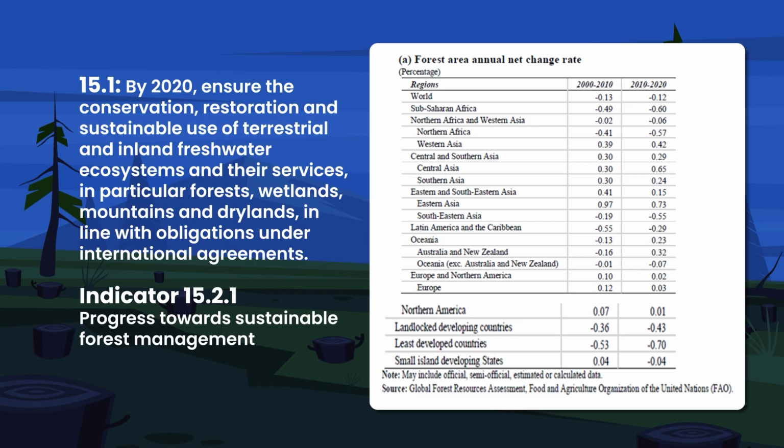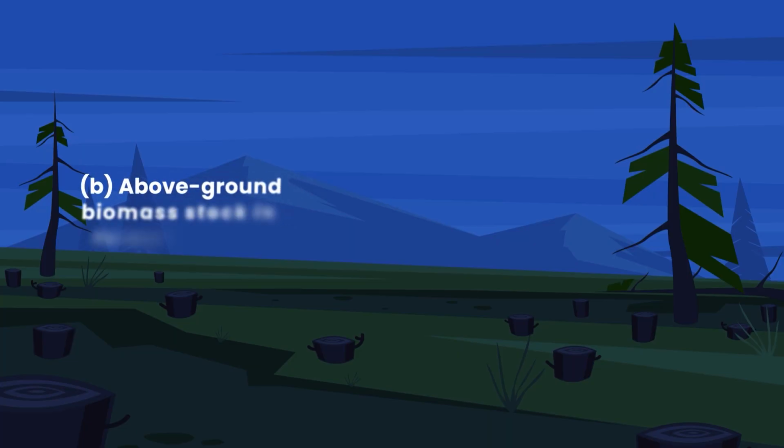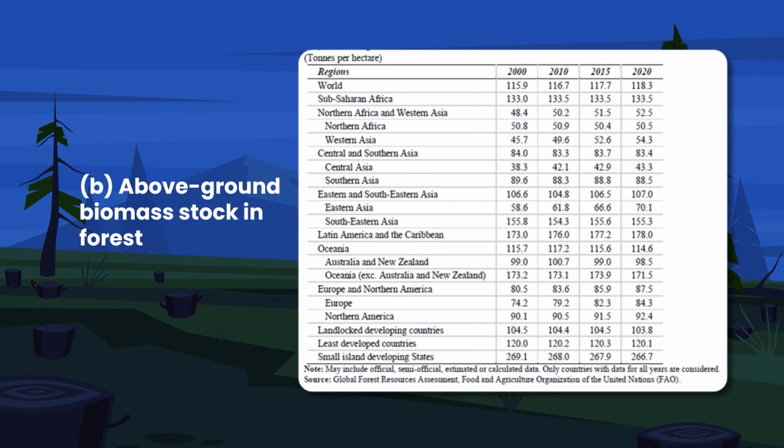In the same way, when you look at the above-ground biomass stock in the forest, forest area is decreasing in some parts, but in most parts forest area is increasing. That is why we have gone from 115.9 tons per hectare in 2002 to now 118.3. That means some protection is going on, and that may be a factor, because if you look at the life cycle of the plant, it increases its biomass stock. That may be one of the reasons.